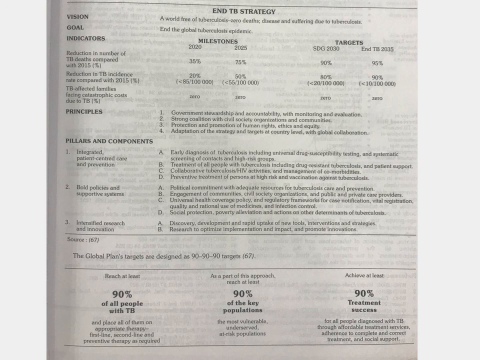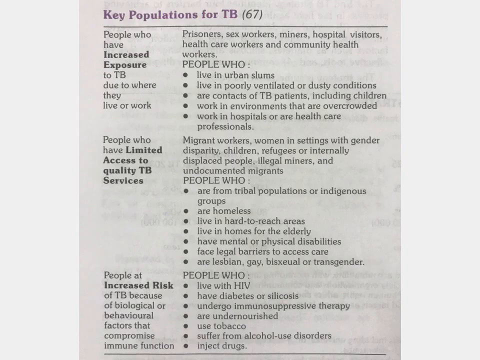Then the global plan targets are designed as 90 targets. 90% of all people with TB, we have to reach out at least all of them. And as a part of this approach, reach at least 90% of the key populations, achieve at least 90% treatment success. So, talking about the reaching out, achieve at least 90% treatment success for all people diagnosed, or reaching out to populations is concerned.